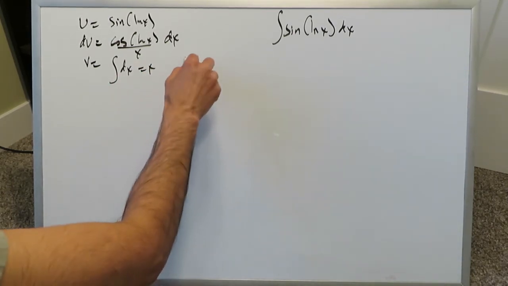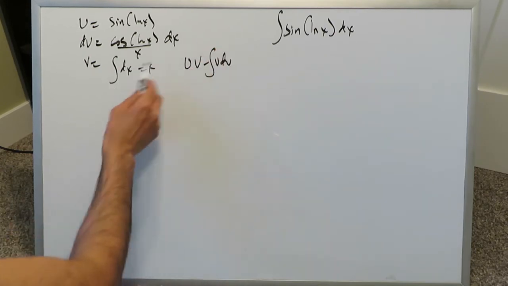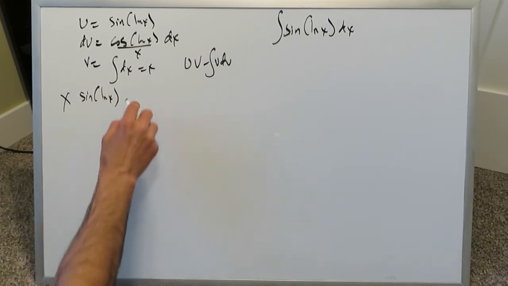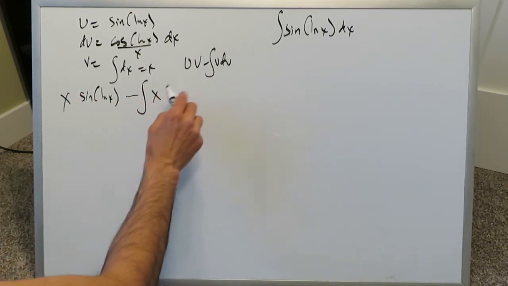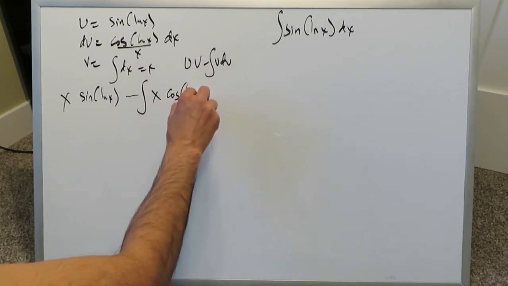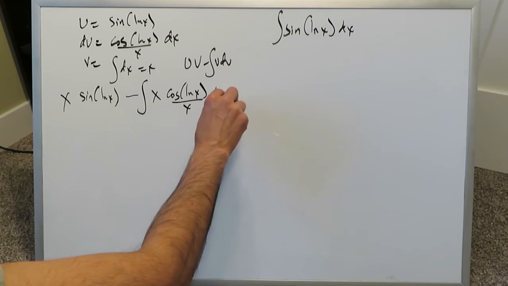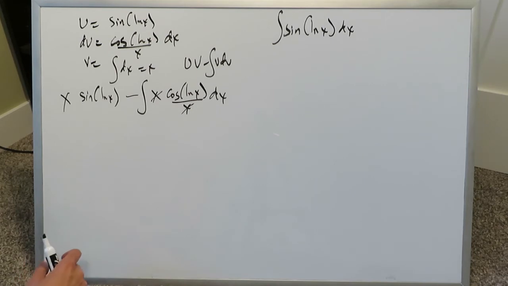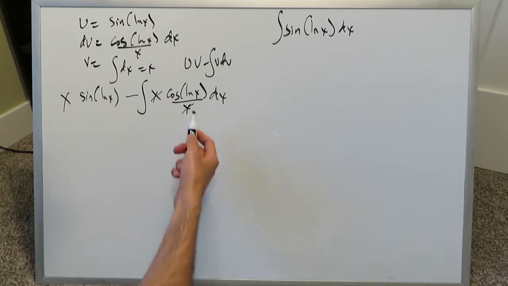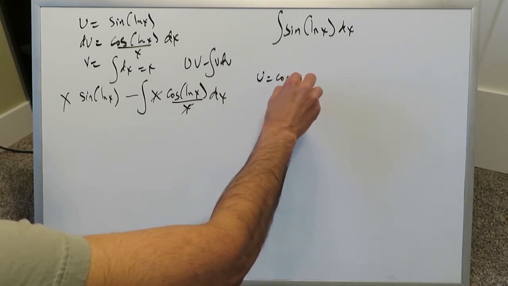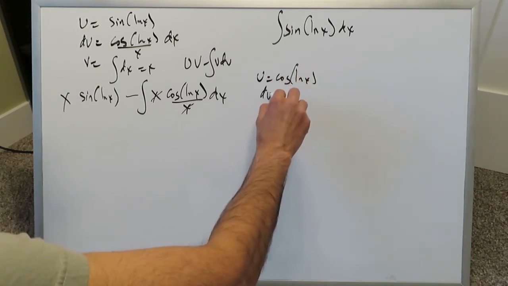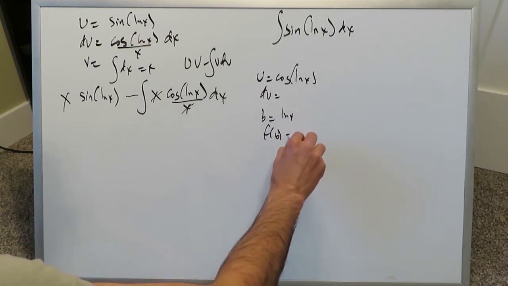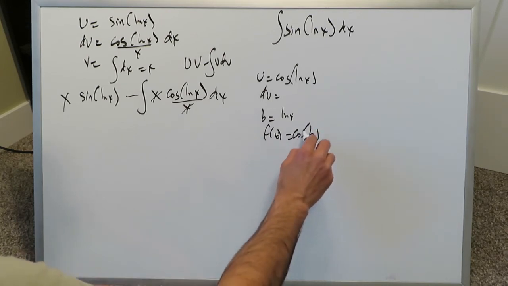Now we plug everything into the formula uv minus integral v du, and u is sine ln x. V is just x, and I'm putting that at the beginning, minus x, which is v, and du is cosine ln x over x dx. When you look at this, these x's comfortably cancel out, and then you are doing here another round of substitution. In this instance here, you do u is equal to cosine ln x, and then du is the derivative of that. Let b equal ln x, and the function with regards to b is equal to cosine b, and you have to do chain rule over here.